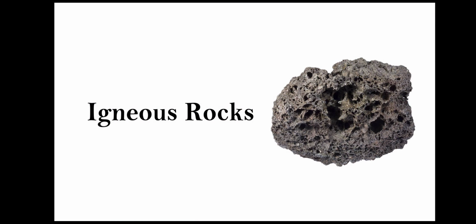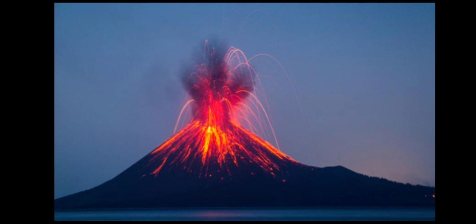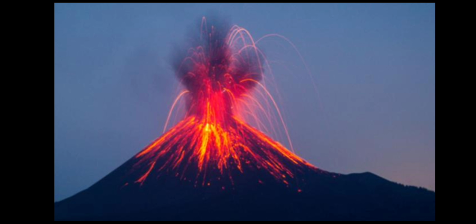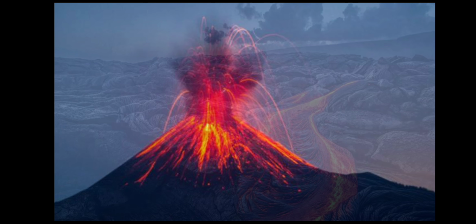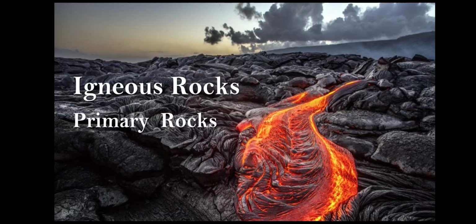Igneous rocks. Igneous rocks are the result of volcanic activity. Lava is actually fiery red molten magma coming out from the interior of the earth. When this molten lava comes onto the earth's surface, it rapidly cools down and becomes solid. Rocks formed from this on the crust are called igneous rocks. Igneous rocks are also called primary rocks.